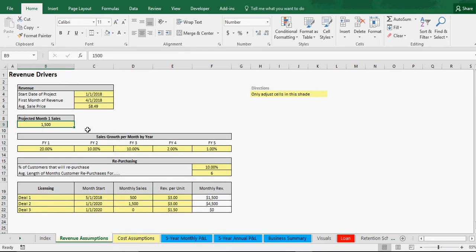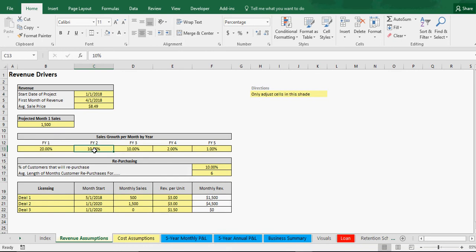Next major assumption, and this is how I've done the revenue. It's pretty straightforward. You simply enter the sales you plan on having in the first month, and then from there you put your monthly percentage of growth for each year. So this is saying in year one you're going to grow from the starting amount 20% per month.